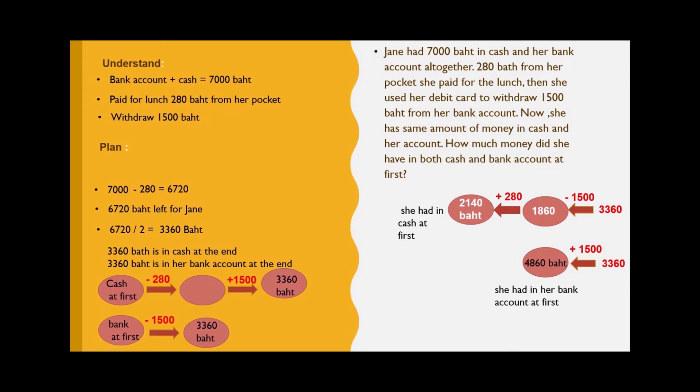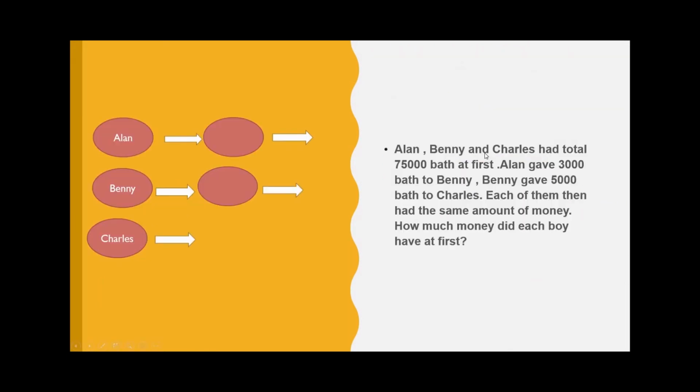Let's look at another example. Alan, Benny, and Charles had a total of 75,000 baht at first. Alan gave 3,000 baht to Benny. Benny gave 5,000 baht to Charles. Each of them then had the same amount of money. How much money did each boy have at first?